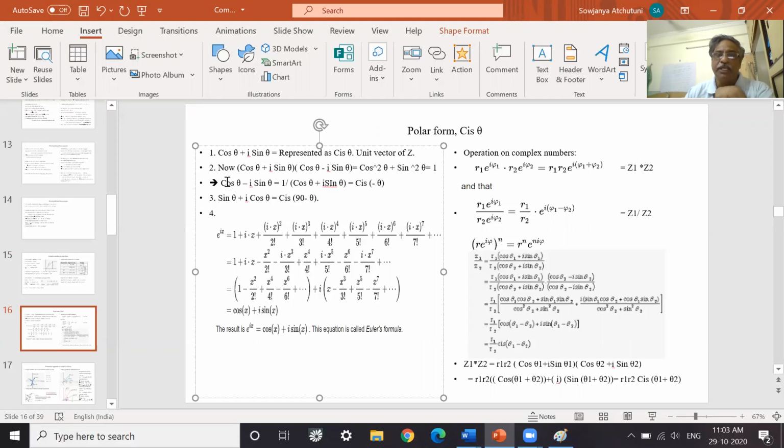So if I write sin theta plus i cos theta instead of cos theta plus i sin theta, then theta becomes pi by 2 minus theta. So I'll write it as cis pi by 2 minus theta. So cos 90 minus theta is sin theta plus i sin 90 minus theta is cos theta. So this is the difference. Cis theta and cis 90 minus theta, they get interchanged.